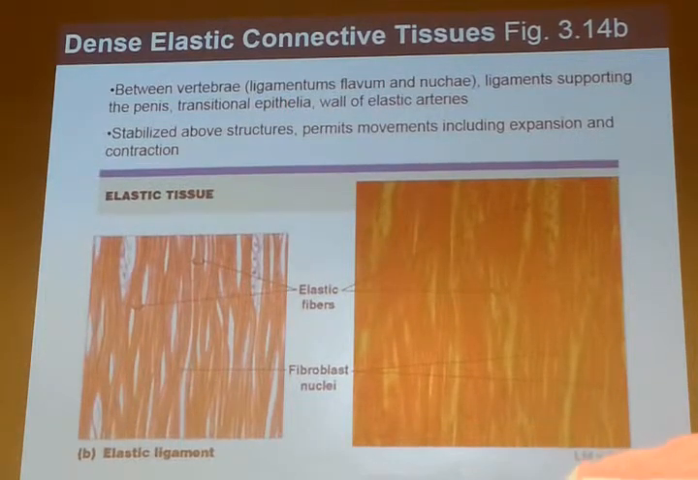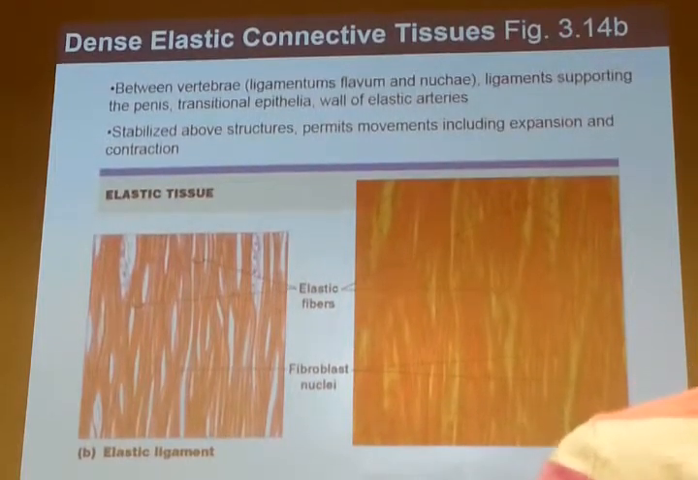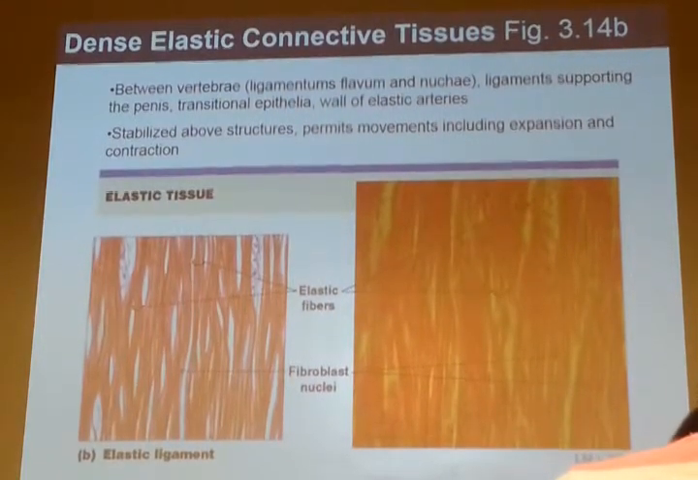Transitional epithelium. It has to stretch. If you're going to have 2 liters of urine in your bladder, you better have some elastic connective tissue in the basal lamina there.